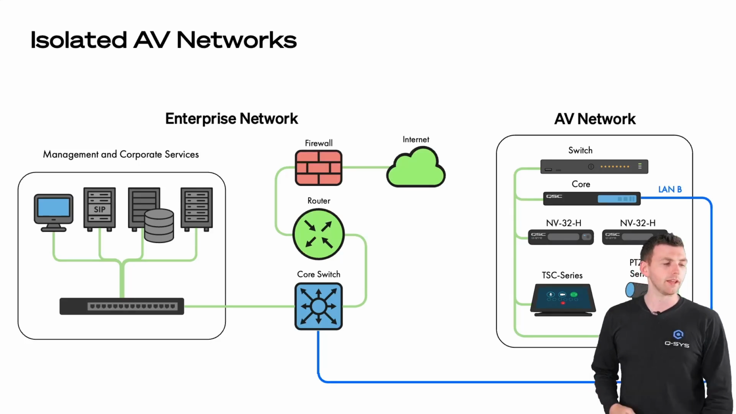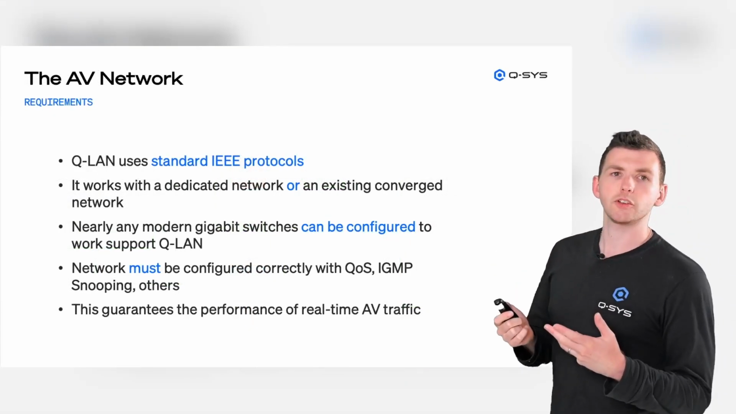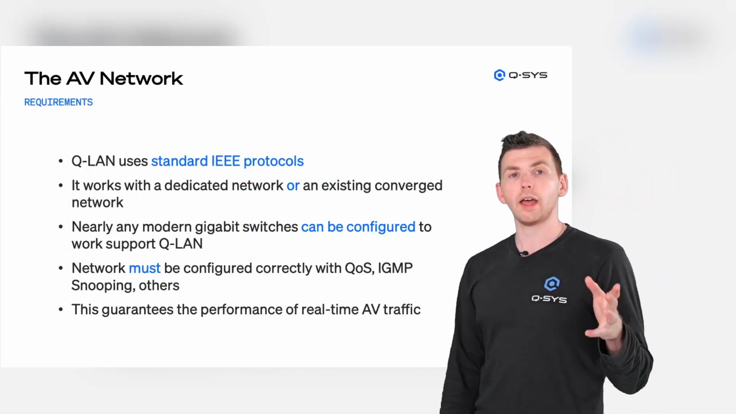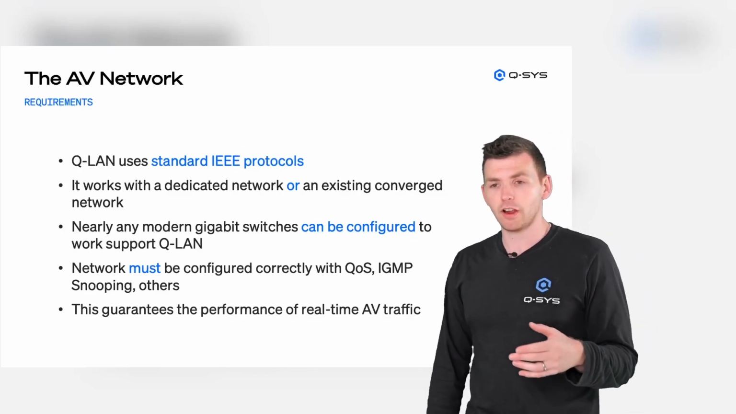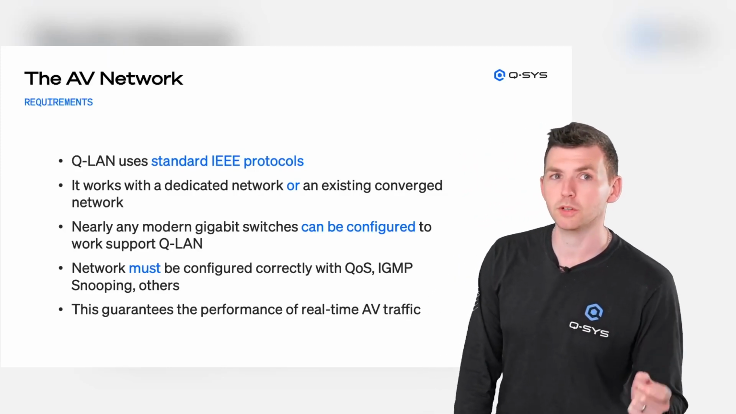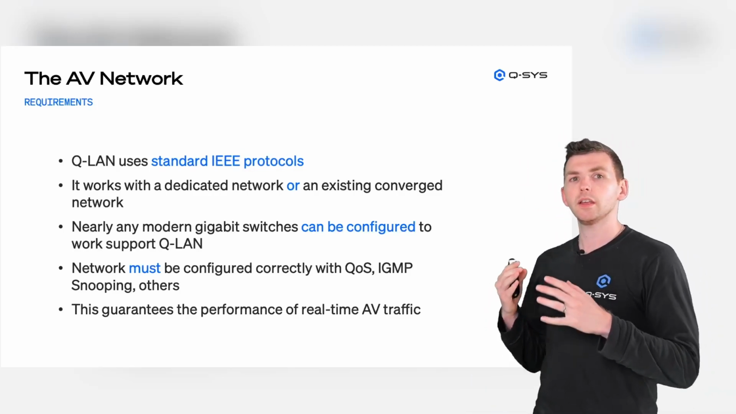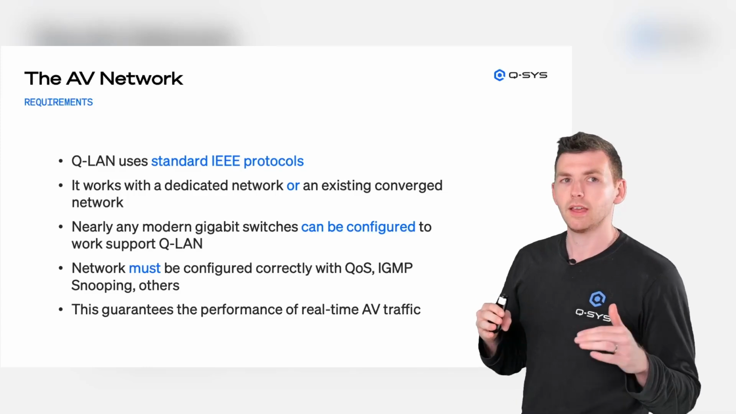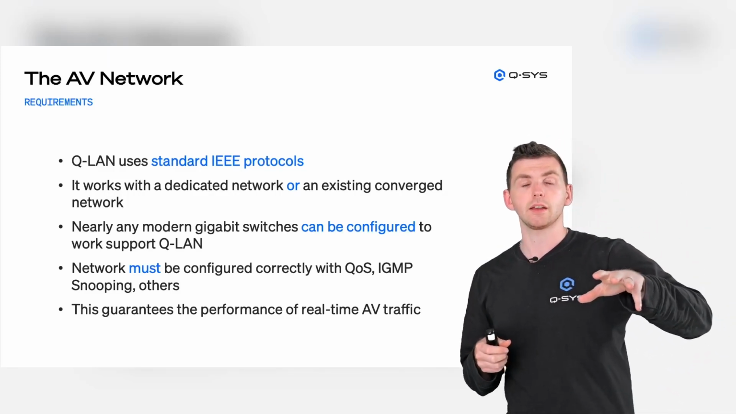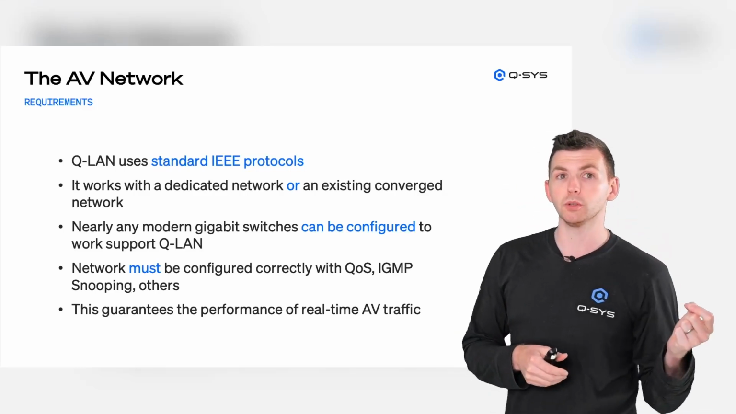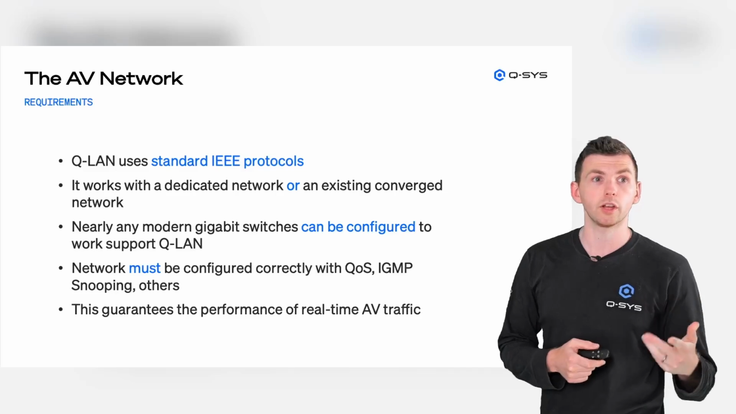Now, let's just talk about the network a bit more, okay? So Q-SYS uses standard IEEE protocols. Not all AV traffic fits that description. Some AV traffic does require specific switch models and does require proprietary hardware. QLAN is fully IEEE compliant. It works through layer 2. It even works through layer 3 if you want to get into that, okay? All of it is routable, which is very rare in the AV space for real-time audio and video.